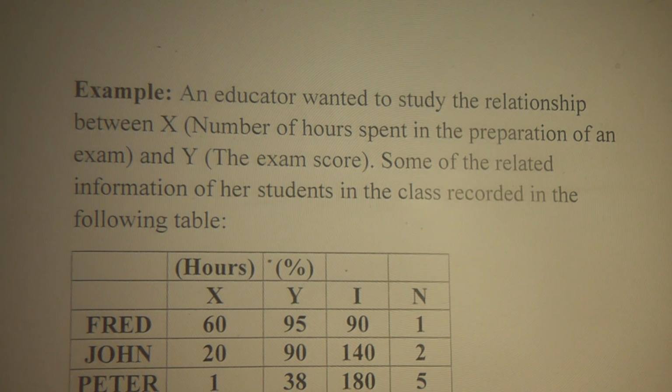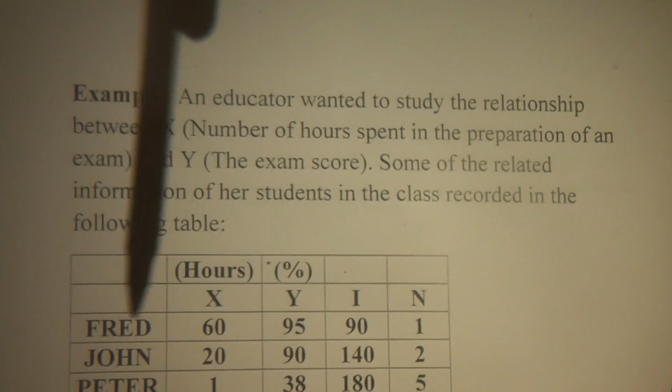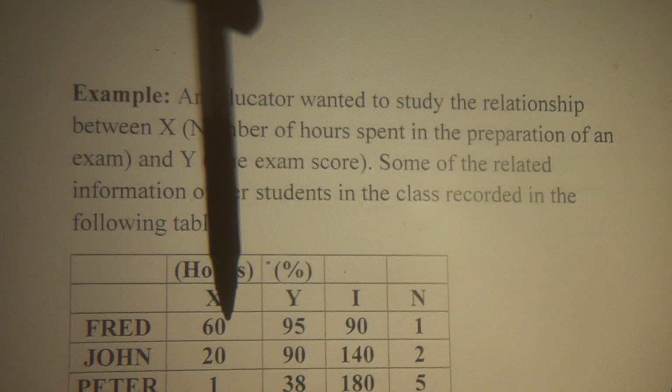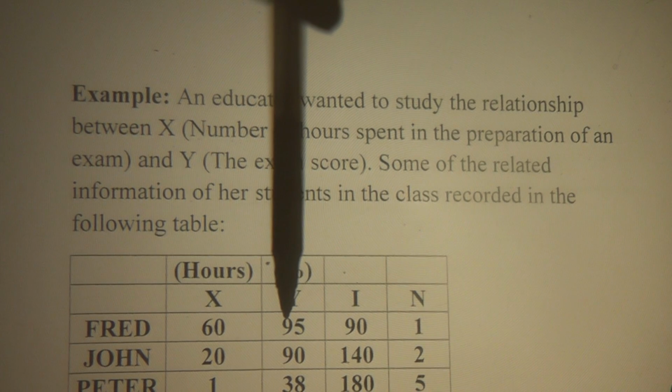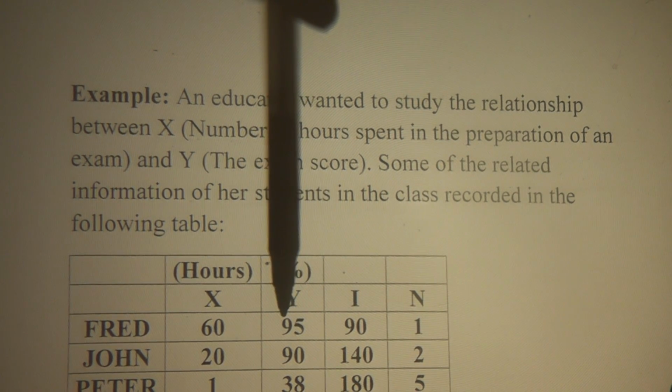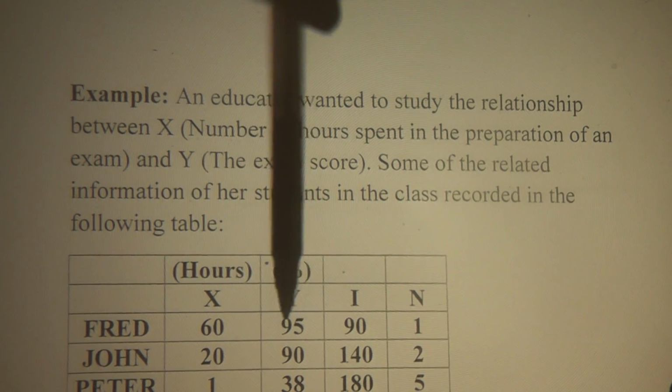Now, look at the four students: Fred, John, Peter, Mary. Let's first look at Fred. How many hours did he spend in preparation for the exam? Fred spent 60 hours. And what is the outcome? He made 95% as his exam score.